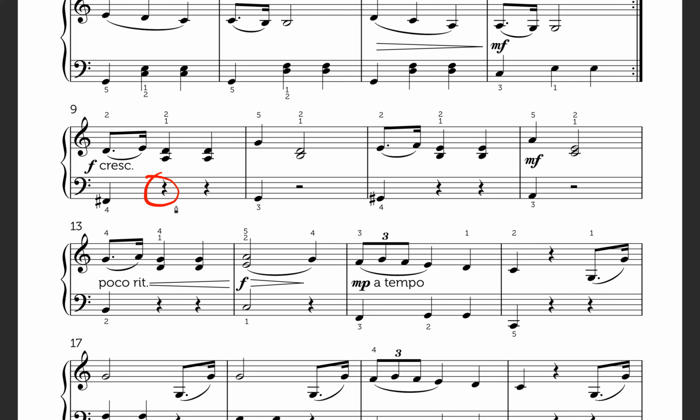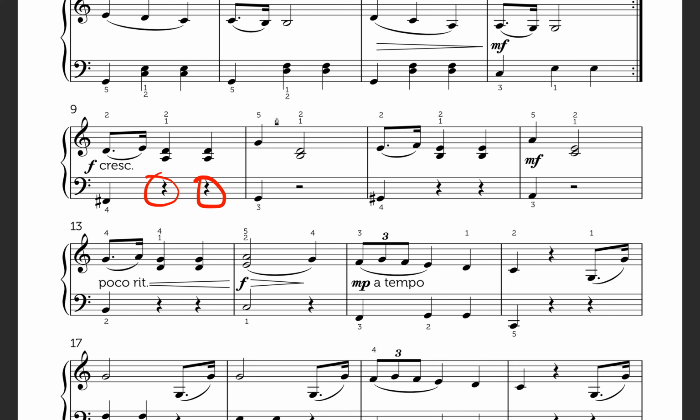So you could have guessed the length of that rest even if you forgot what that symbol meant. These two symbols are basically telling you not to play anything in the left hand while you're playing these 2 right hand chords. So you should have let go of this left hand bass note by the time you play this right hand chord here.